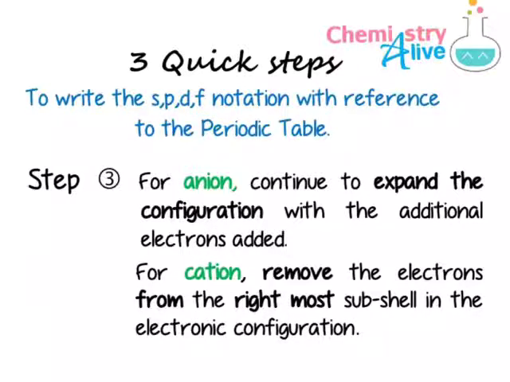In the past 5 minutes, we have only explored how to write electron configurations for atoms. How about the electron configurations for ions? Our third step will discuss this. For an anion, we will continue to expand the configuration with the additional electrons added. For a cation, we remove the electrons from the rightmost subshell in the electron configuration. The catch is that you have to arrange the electron configuration in increasing quantum number before you remove the electrons.